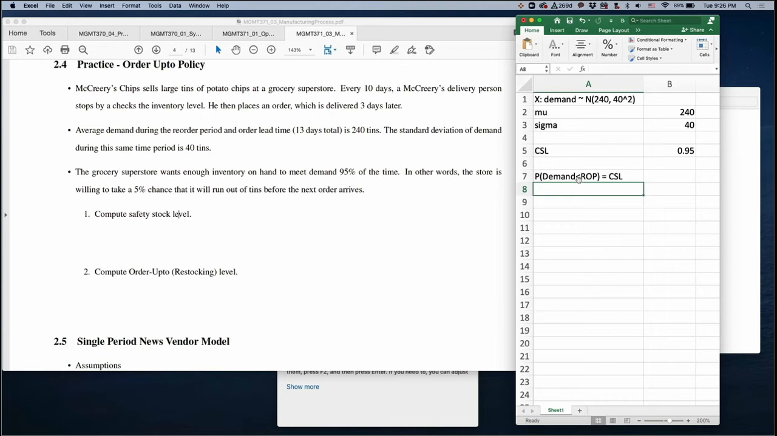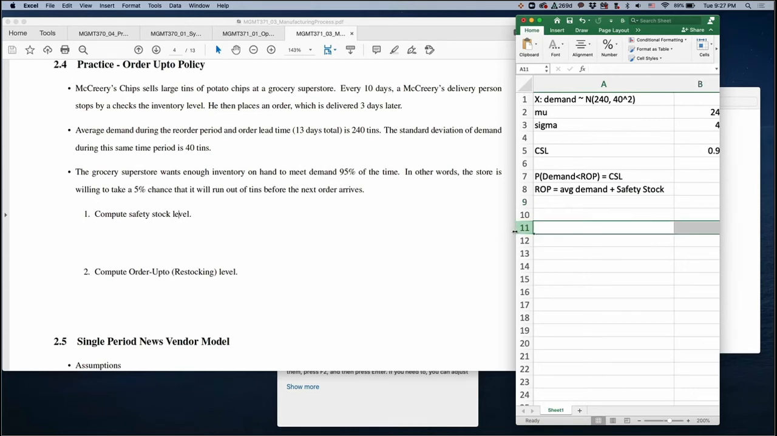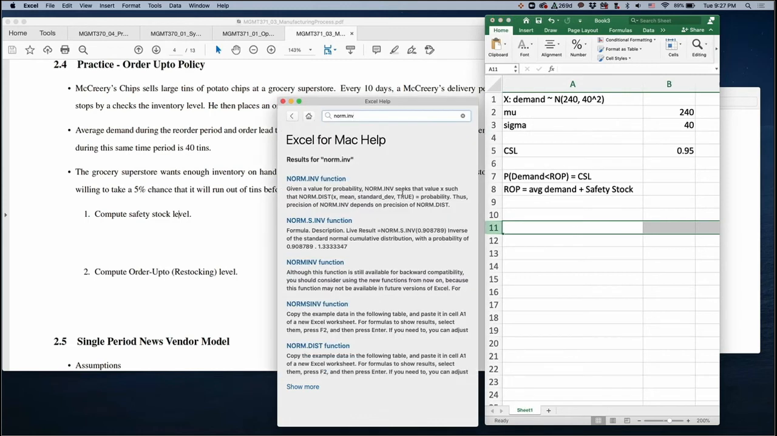Also, reorder point is equal to our average demand. Basically, we have to cover our average demand, and also we consider safety stock. Based on this relationship, we will use the normal distribution. If you search Excel help, you can find the NORM.INV function. Given a probability, NORM.INV can find the X number. With the CSL probability of 95%, we can compute the ROP.